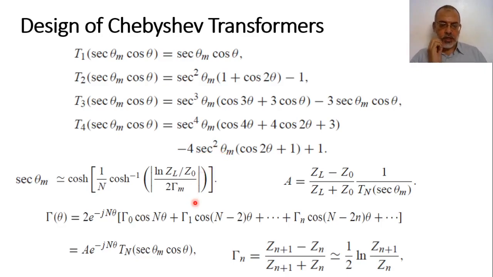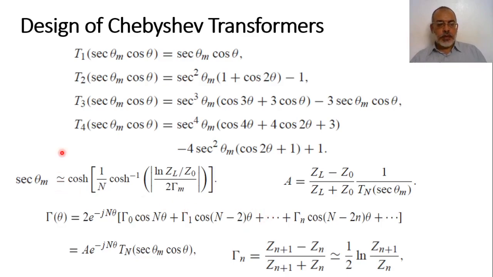So in this case, gamma 1 would equal 2A multiplied by sec to the power 4 minus 2A multiplied by sec to the power 2 theta maximum. This is how to obtain gamma 1. Once we obtain gamma 1, it would be Z2 minus Z1 over Z2 plus Z1. And already we have obtained Z1 from gamma naught. So in this case, we can obtain Z2.